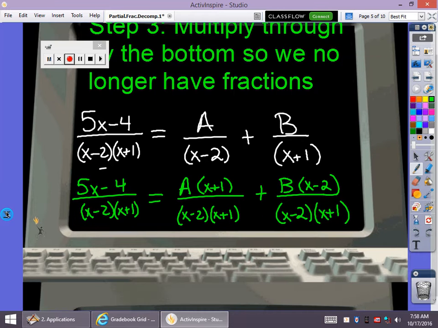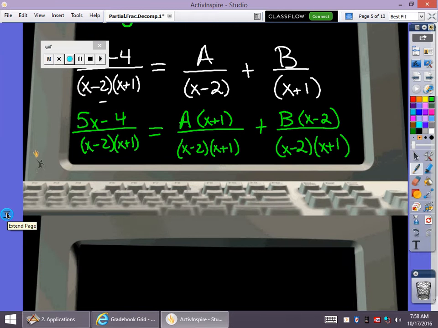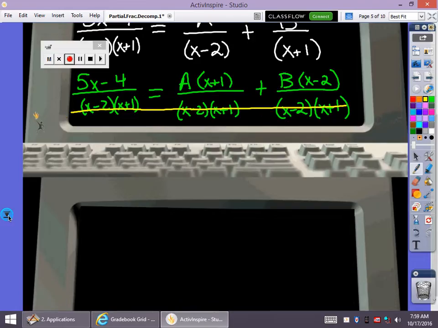Okay, something that I hadn't shown you previously is that if all the denominators match, boom, they can cancel out. Okay? And because all the denominators match, I can cancel them. So that leaves me with 5x minus 4 equals a times x plus 1 plus b times x minus 2.